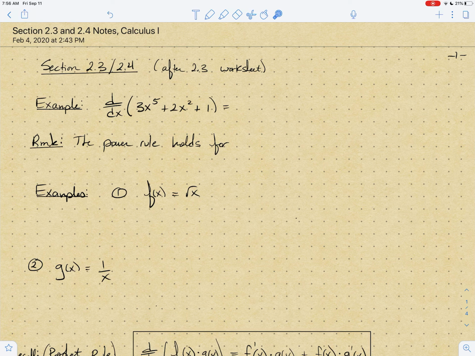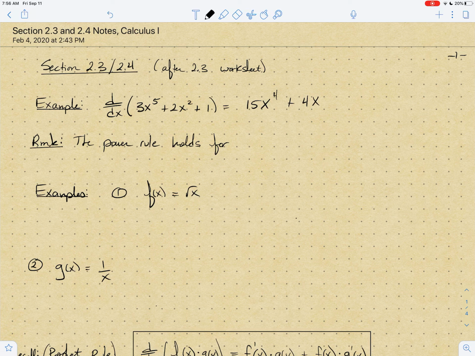We want to take the derivative of this function. We know that we can break it up and look at the derivative of each particular term and then add those up. So the derivative of 3x to the fifth by the power rule and the constant rule we know is 15x to the fourth. The next one is going to be 4x, and the next one is plus a 0. So I'm not even going to write that. That's the derivative of this function.